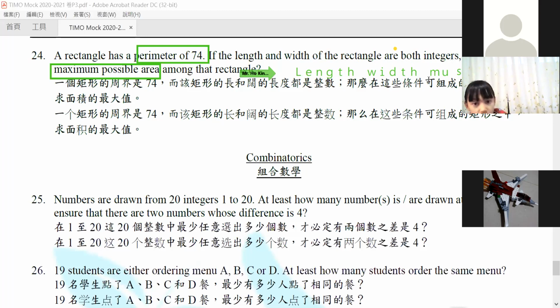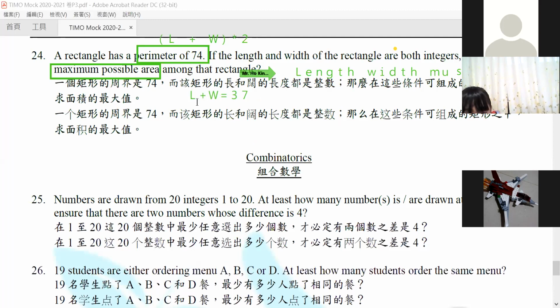Now, it means that the perimeter, if we get the length and the width, they must be as close together as possible for its area to be the maximum. Now, what's the perimeter? Perimeter equals its length plus its width, multiplied by two, right? So its length plus its width must be equal to 37.